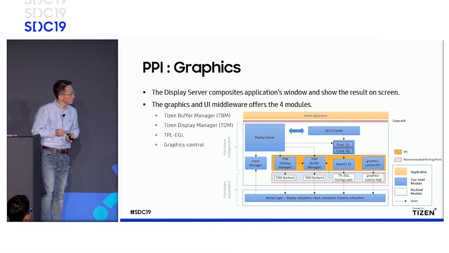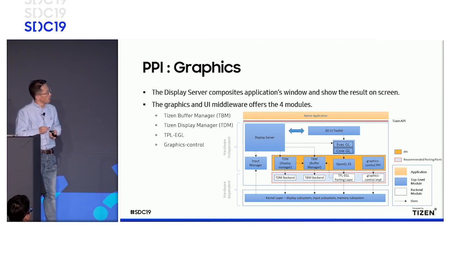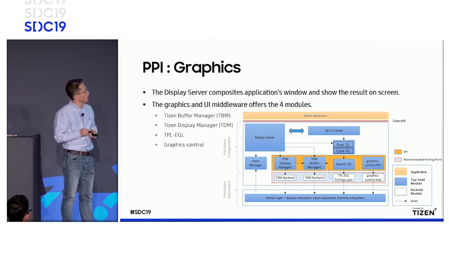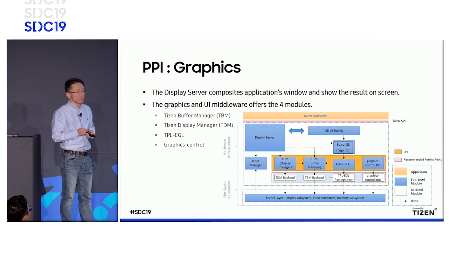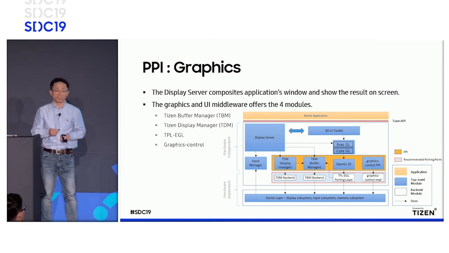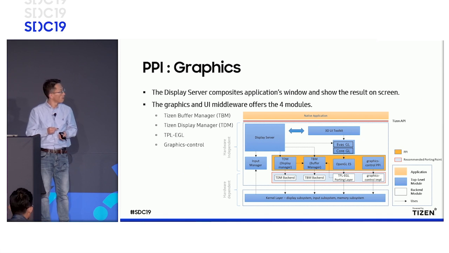Then this TDM and TBM itself is a Tizen API based on that DRM. TDM itself is a kind of abstraction layer for the display server, and TBM is the abstraction layer of the buffer management for graphics. When you want to port OpenGL, then this needs to be ported.